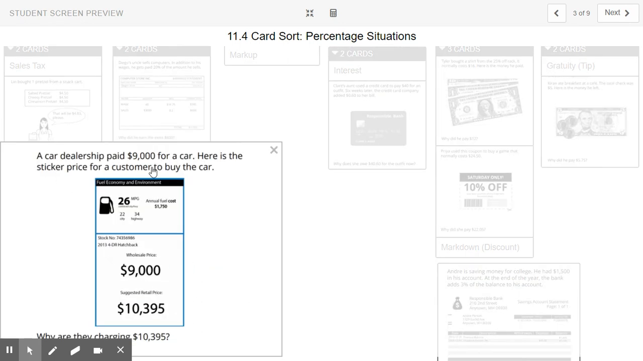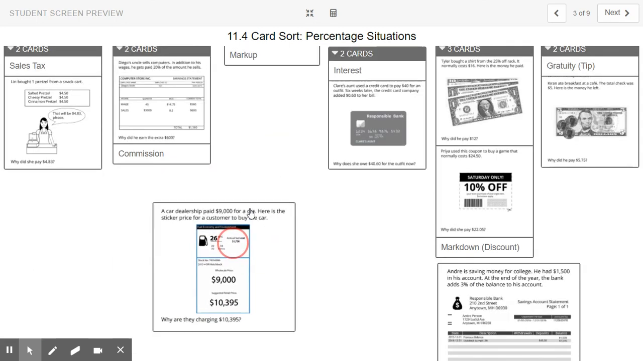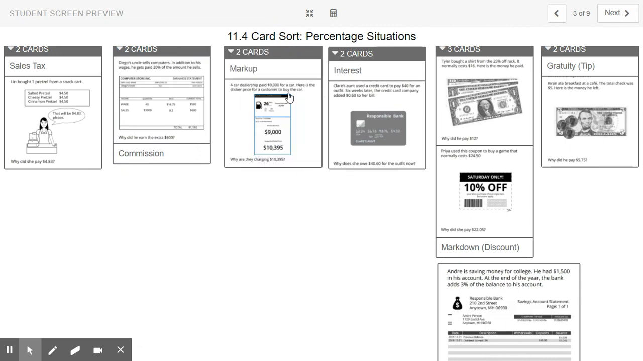So a car dealership paid $9,000 for a car. Here's the sticker price for a customer to buy the car. All right, so let's see. The wholesale price was $9,000. The suggested retail price, or what the consumer pays or customer, is $10,395. Why are they charging that? Why are they charging more than they bought it for? Well, the car dealership's got to make money. So this is called a markup. It's when they're selling something for more than they paid for it so that they make a profit.